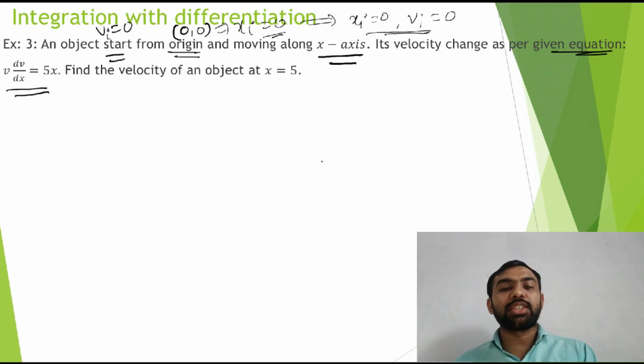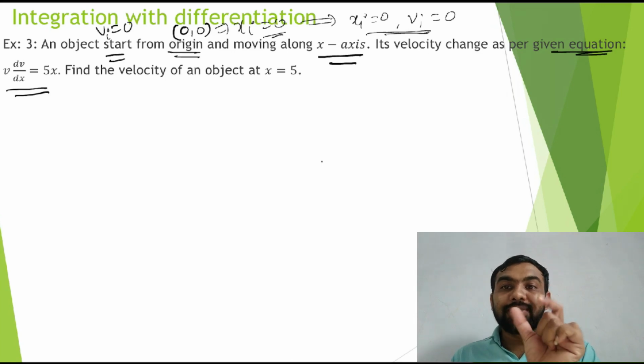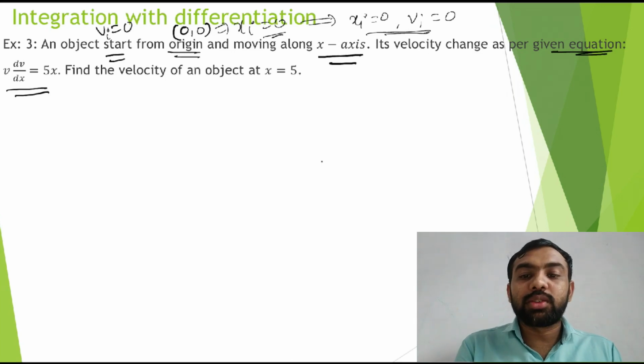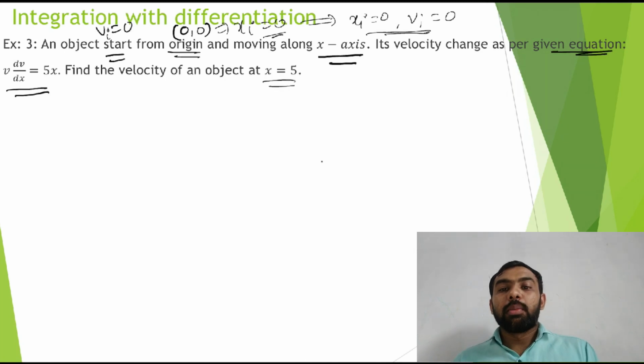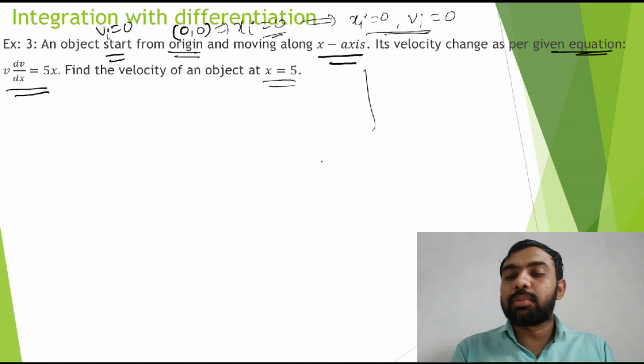तो इस तरह से कुछ इसकी वेलोसिटी चेंज हो रहा है, v dv by dx is equal to 5. इस तरह से कुछ उसकी वेलोसिटी है और चेंज हो रही है. ठीक है, तो हमें क्या फाइंड करना? वेलोसिटी when this object is at 5, मतलब let's understand it properly.